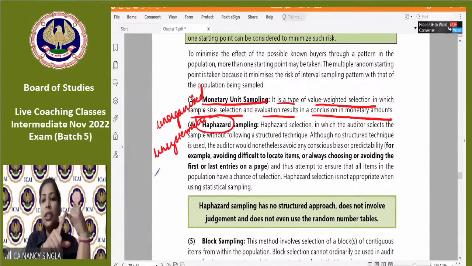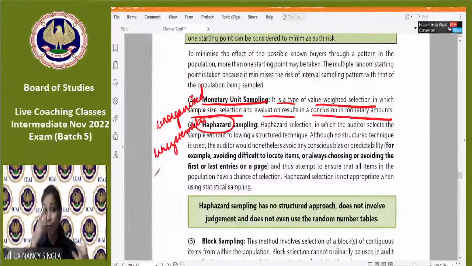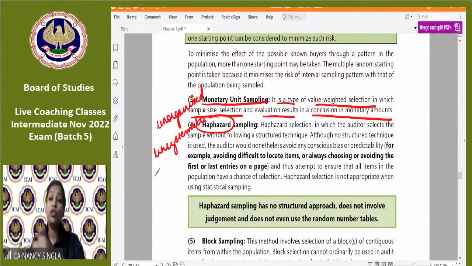So here the auditor is not using a random table. The auditor is not applying professional judgment. He's just picking up the invoices. Basically, when the auditor is using random number tables, the work of selecting randoms has been done by the tool. Clear? When the auditor is applying his professional judgment, he's applying his judgment that okay, this is the invoice whereby the value is this, based on my previous experience, I'll select this. So with professional judgment, he's applying his mind. But in haphazard, he's just looking at the invoice number.